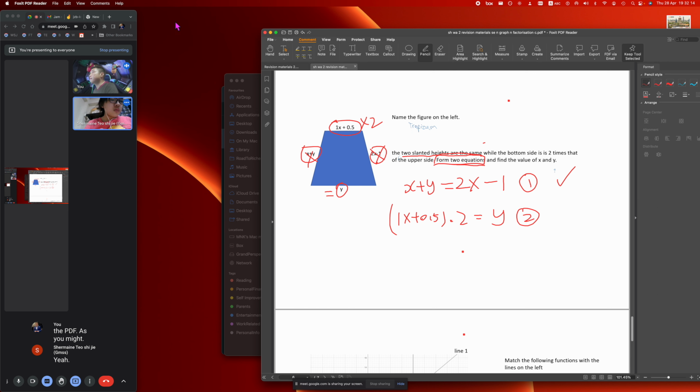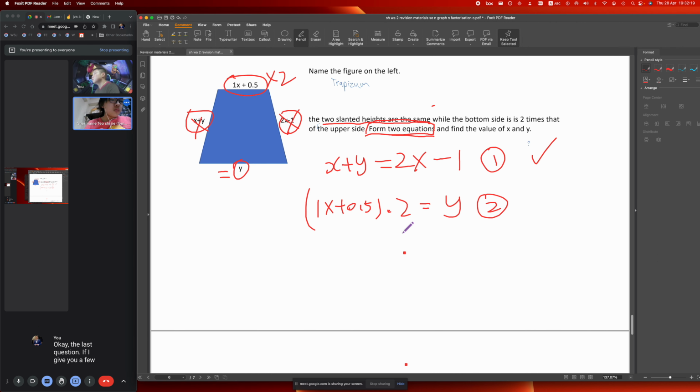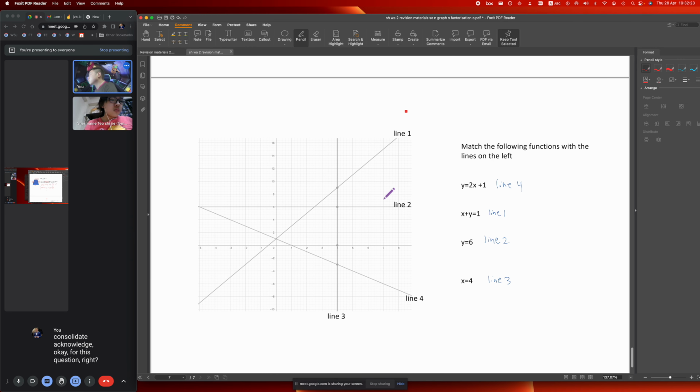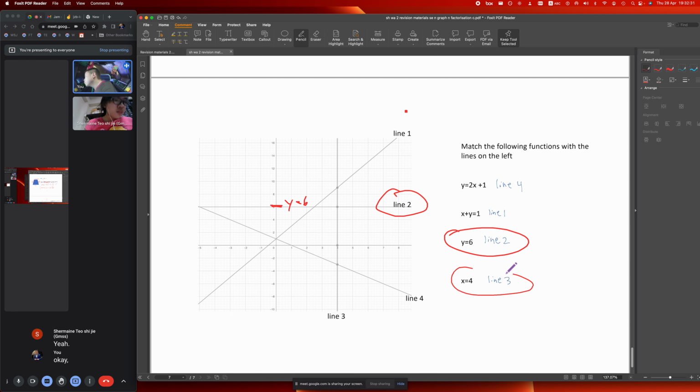Okay, the last question before I give you a few more questions to consolidate your knowledge. For this question, they ask you to match. There is no problem with line 2. Line 2 is this, because can you see that this is y equals to 6? There is also no problem with x equals to 4. But the problem is with line 1 and line 4. So how do you do this question?